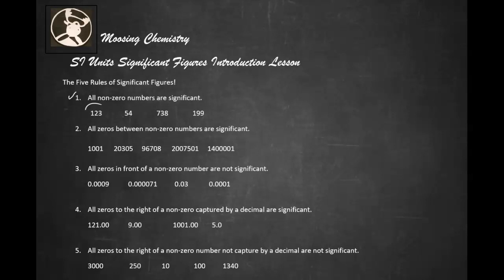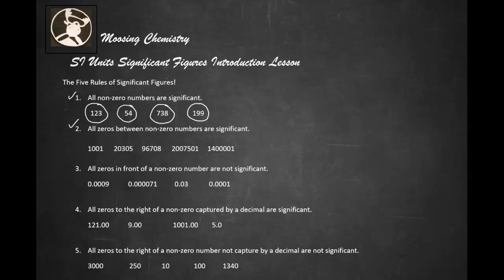So if you look at this number, there are no zeros in it, so they're all significant. This one is also all significant. So all non-zeros, regardless of the size of the number, are significant, and they count.